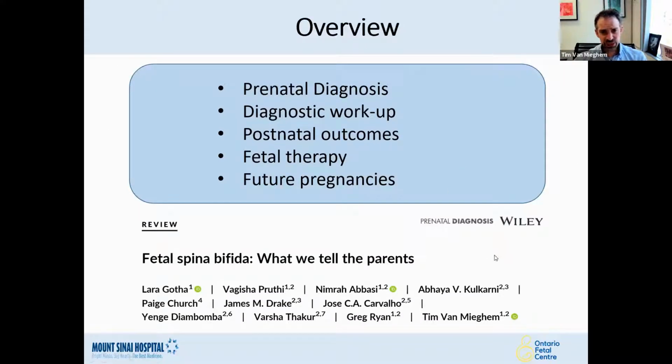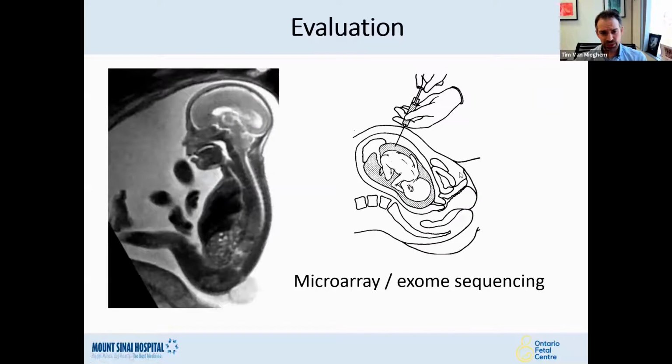The second question that parents ask is, okay, so now my fetus has been diagnosed with spina bifida. Where do I go from here? And what we would always recommend is that the next step would be a referral to an expert center for further diagnostic workup. And that diagnostic workup consists of two parts. The first part really is ruling out other abnormalities. And at our center, we would advise further genetic testing for these fetuses.